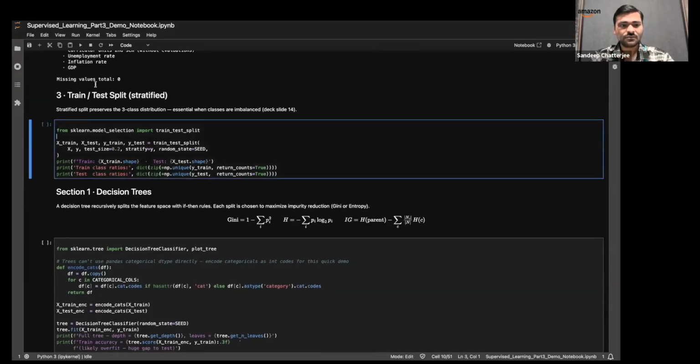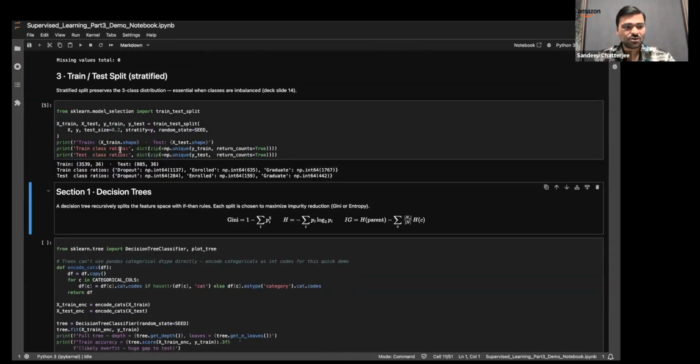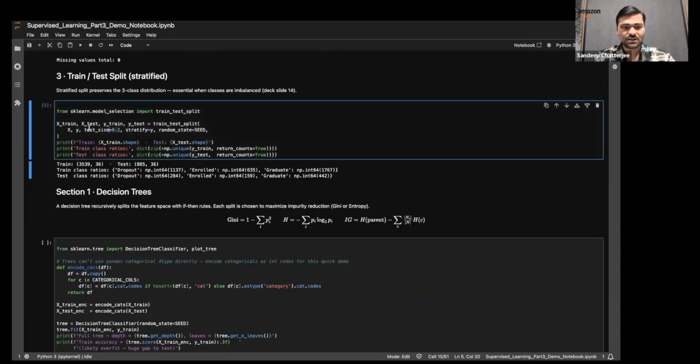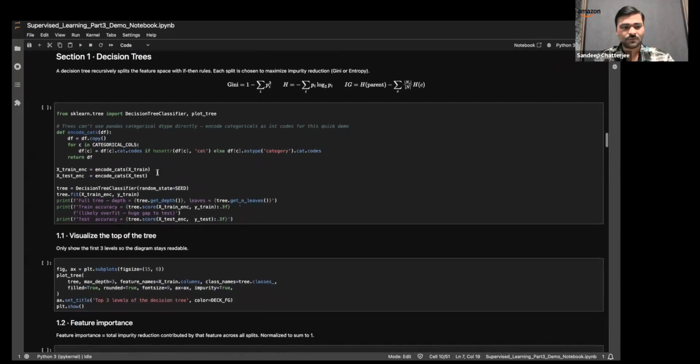Then let's do the train-test split. We followed the standard 80-20 split. You can see test size as 0.2, but with stratify equal to y. What does this do? It ensures that each split has approximately the same class proportion as the full data set. Without stratification, your test set could randomly have very few enrolled students, making evaluation unreliable. If you look at the printed ratios, the train and test both mirror the same distribution, 50, 32, 18, around that. This matters even more when your minority class is small. Here it is not very small; 18% is a good number.